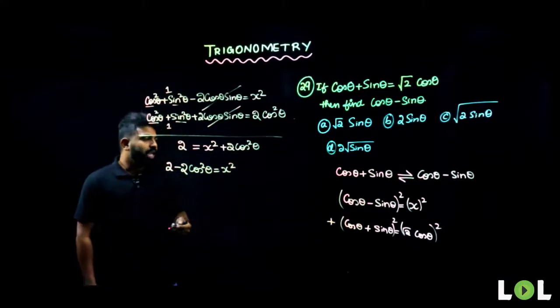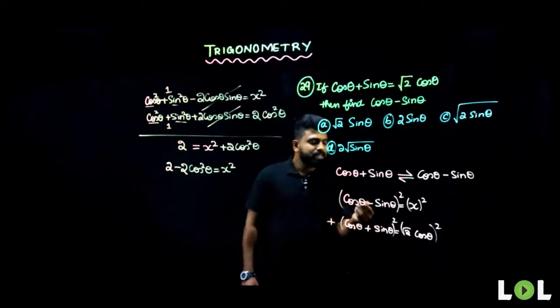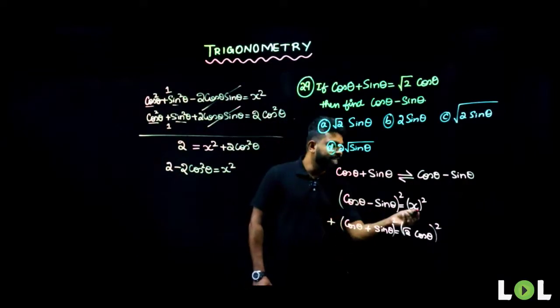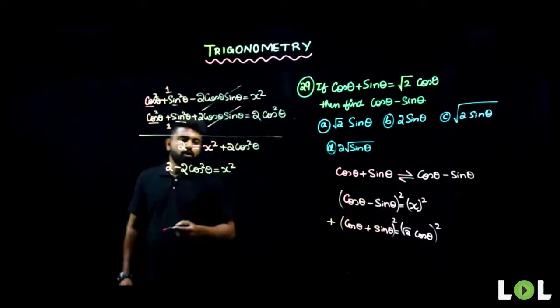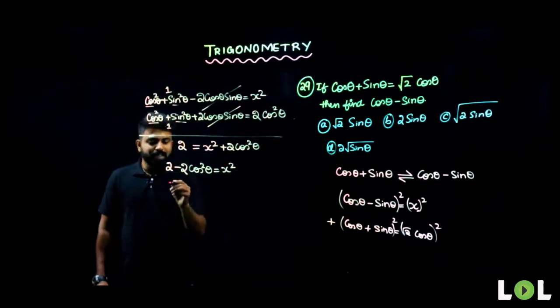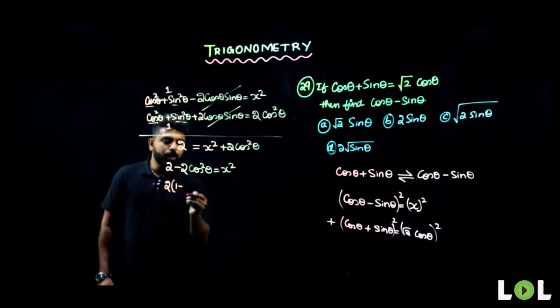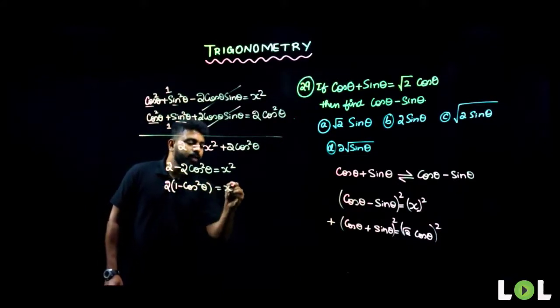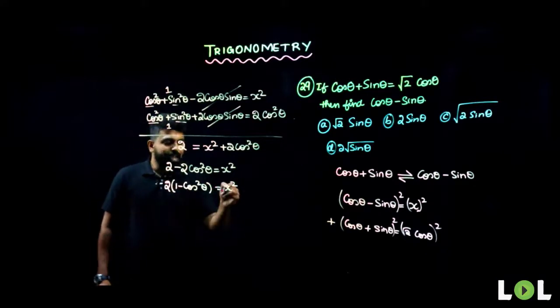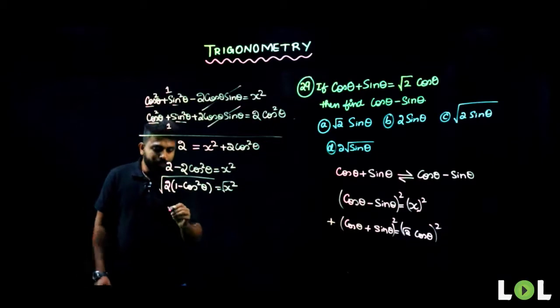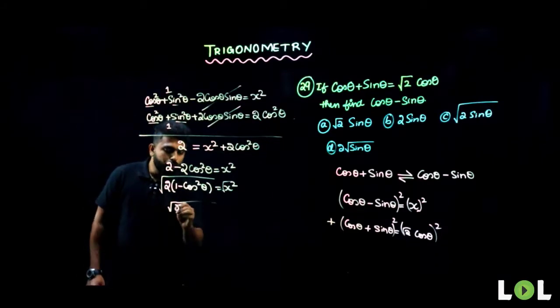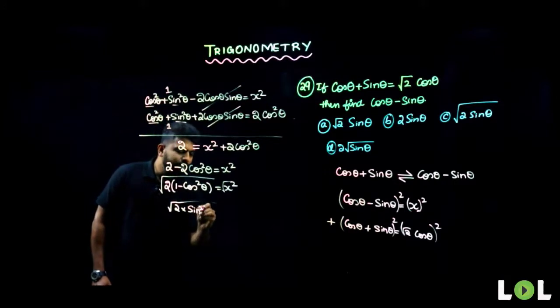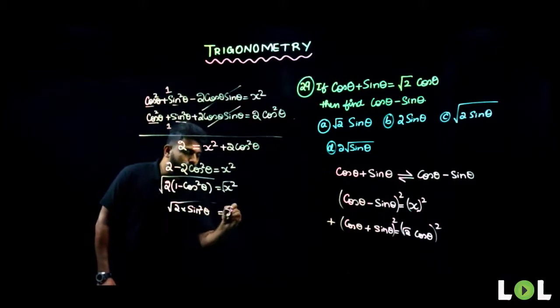Now, what do we need? We need to find the value of cos theta minus sin theta. So, what is cos theta minus sin theta? It is x. So, we need to find the value of x and not x square. First, I take 2 common. I'll write it as 2 into 1 minus cos square theta, that is equal to x square. Now, I'll take root on both the sides. I'll be left out with root of 2 into, what is 1 minus cos square theta? 1 minus cos square theta is nothing but sin square theta. That will be equal to x.